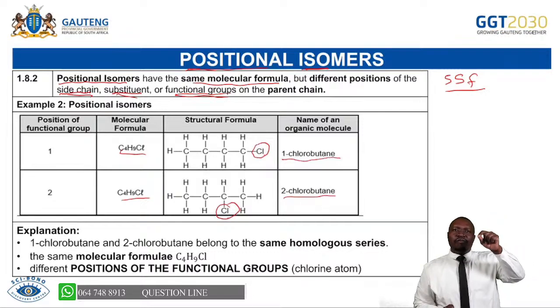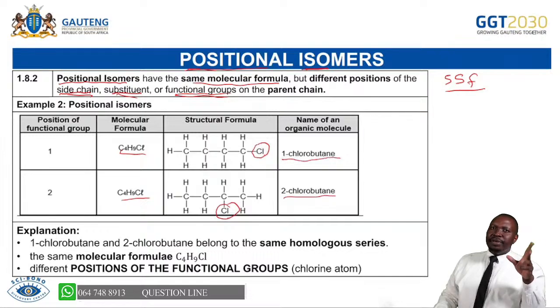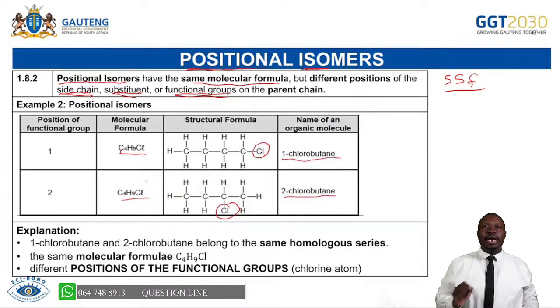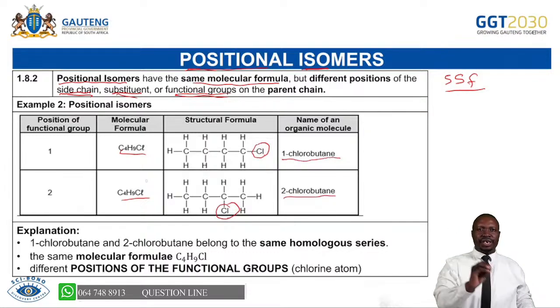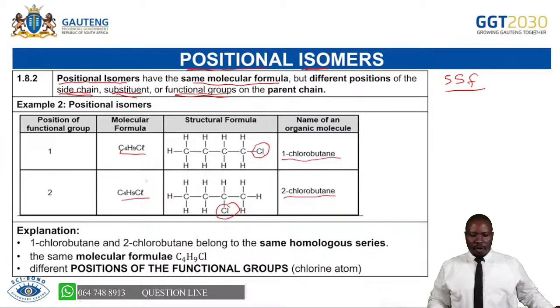So the names of isomers won't be the same. When you name isomers, you will see that the name is different. The name must be different. But what is the same will be the molecular formula. But what is different will be the position. Immediately when you change the position, you are changing the name of the organic molecule.